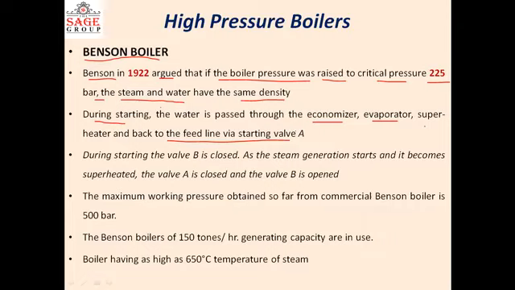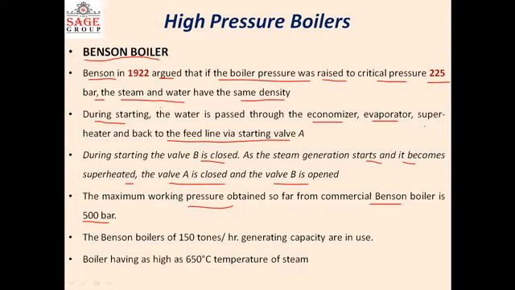So valve A is the starting valve. During starting, we keep valve B closed, and as the steam generation starts and it becomes superheated, then valve A is closed and valve B is opened. So this process is used only at the initial position. Now the maximum working pressure obtained so far from this commercial Benson boiler is up to 500 bar. This amount of pressure can be obtained.